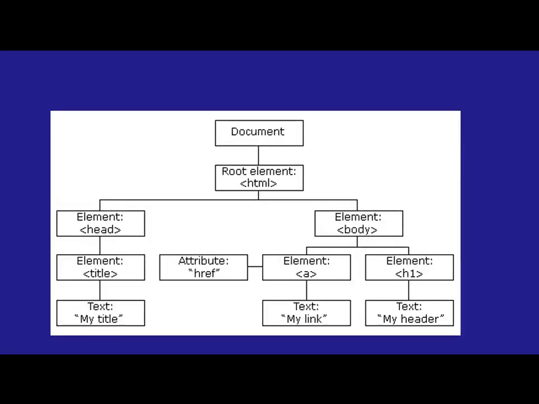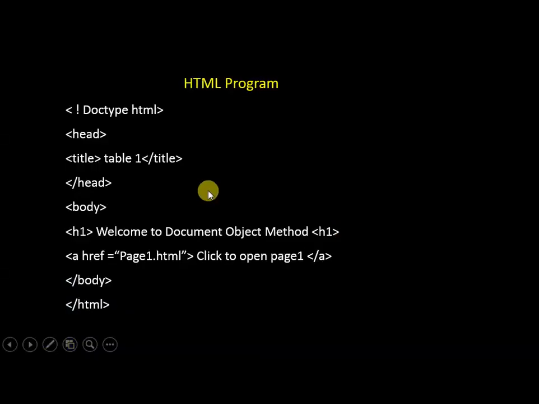Let's see the hierarchical structure of the DOM. In the HTML document, the root element is HTML. This HTML again contains head and body. These are two elements which again contain other elements. In the head section there will be the title. So another element contains the title, and the title contains the text, whatever text you write in the title tag.